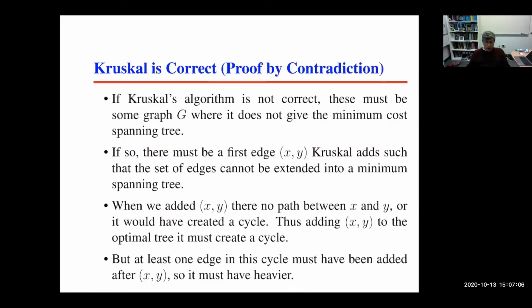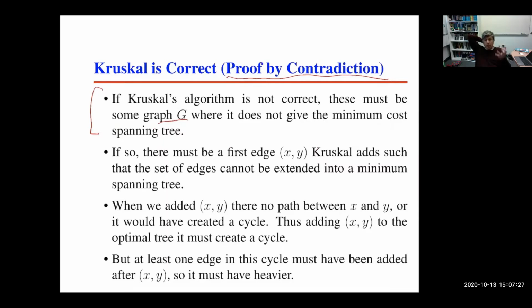We're going to give a proof by contradiction, in many ways similar to the proof by contradiction that we had for Prim's algorithm. If Prim's algorithm is not correct, what do we know? There's got to be a graph where it gives the wrong thing.